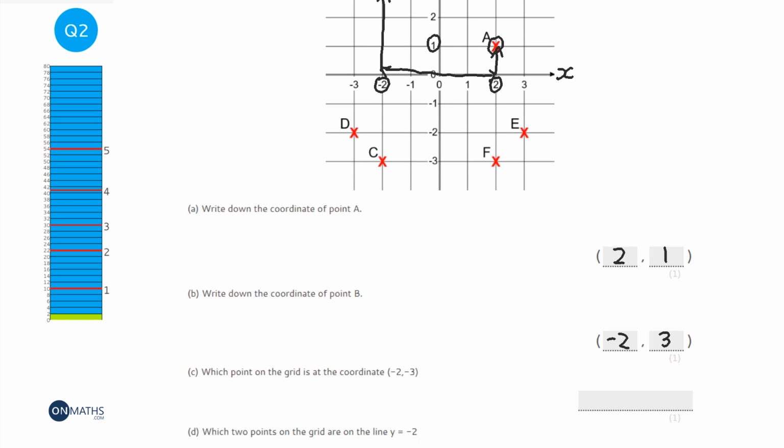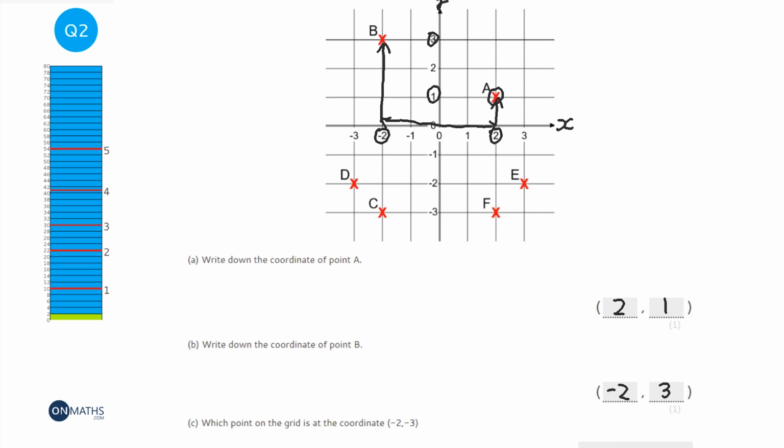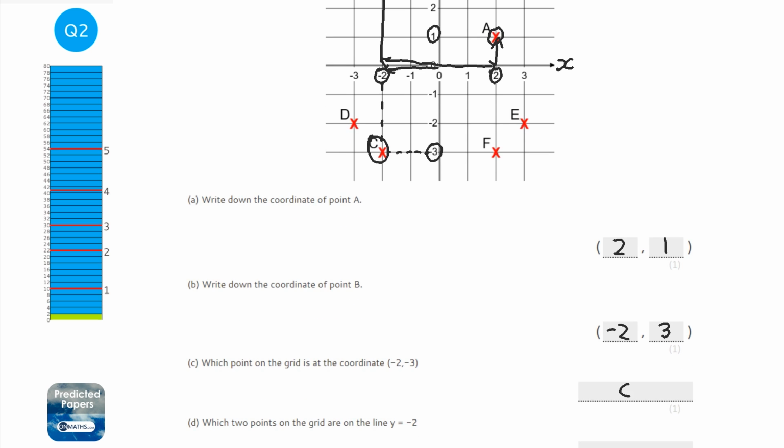Okay, it's asked us for which coordinate is at the point -2, -3. So we're going across to -2 again, but this time we're going -3, which means down 3. So it's going to be coordinate C, because C is at -2, -3.